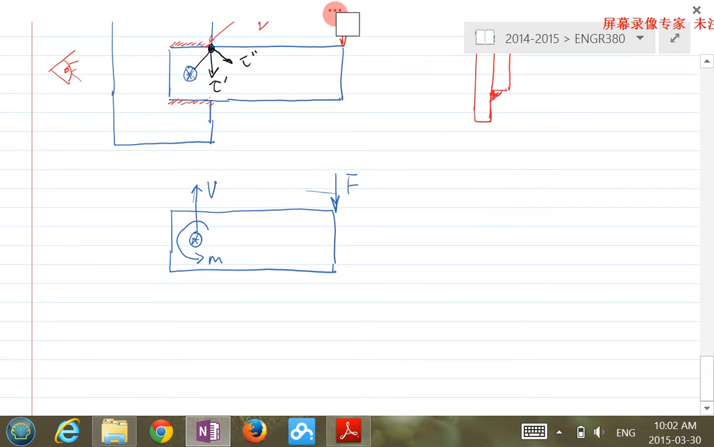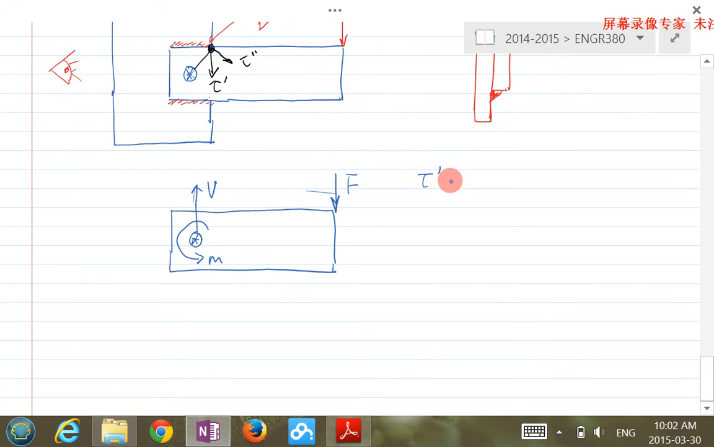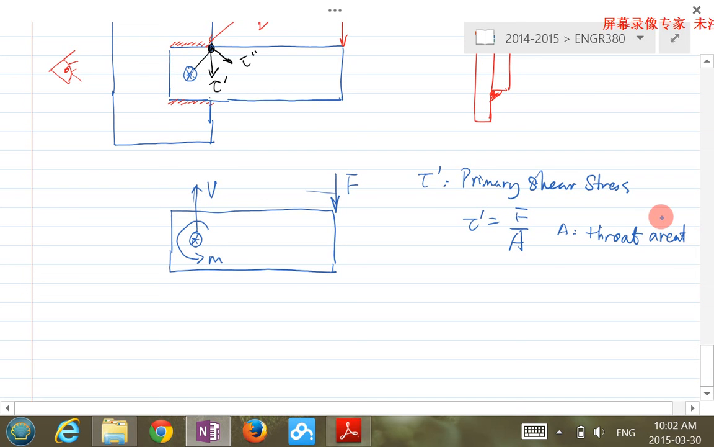I will give you the exact definition now for the tau prime and the tau. So tau prime we call the primary shear stress. This one is basically equal to F over A. And A, the area here, is the throat area. More precisely, you should use the total throat area.